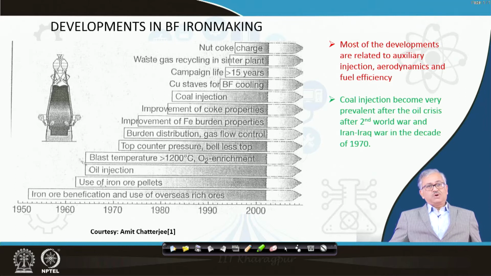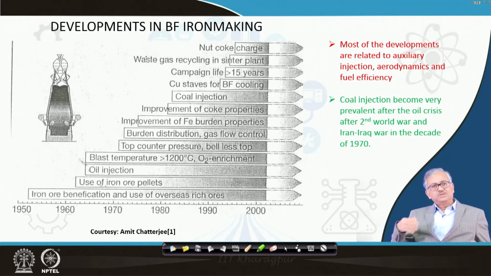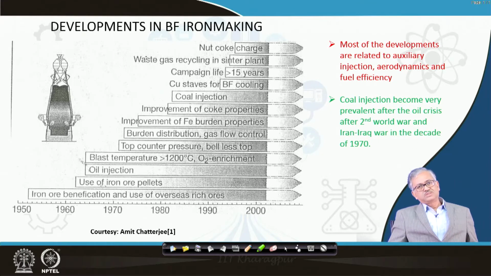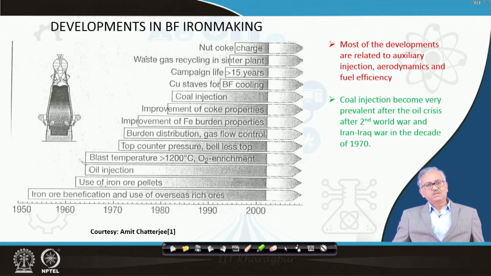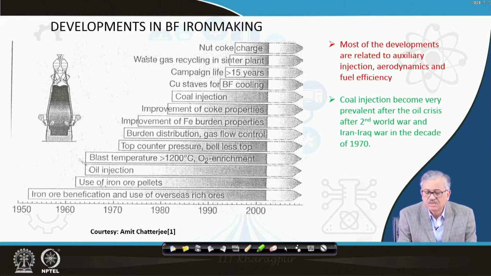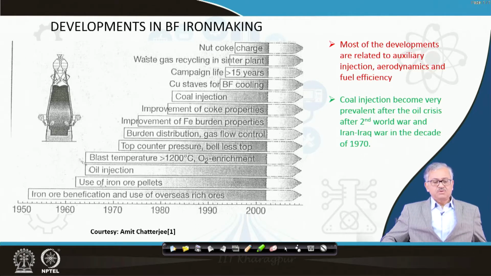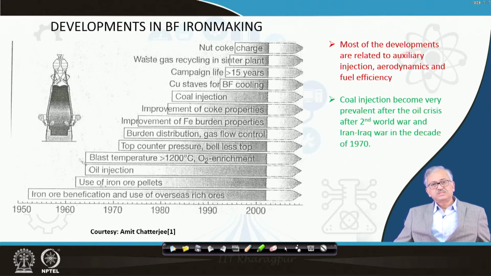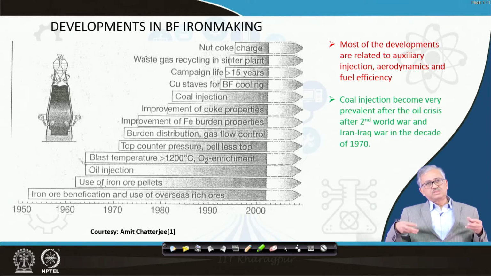To increase the efficiency, oil first came in around before World War II. That was the only additive through the blast. After World War II, an oil crisis came, and the Iran-Iraq war was also there in the late 1970s. So in the 1970s, everything happened. Because of that, what happens? Coal injection comes into the picture, because the oil price was increasing too much.